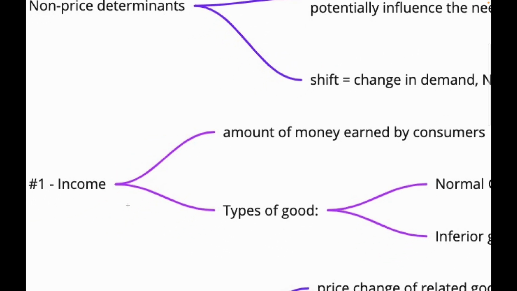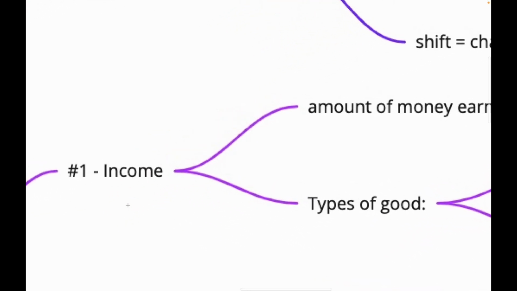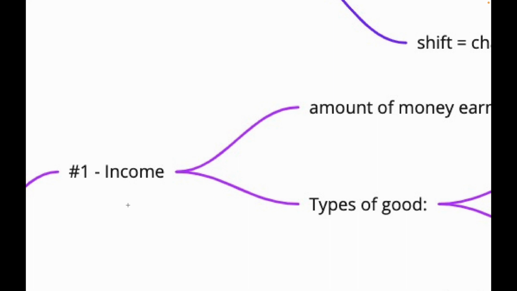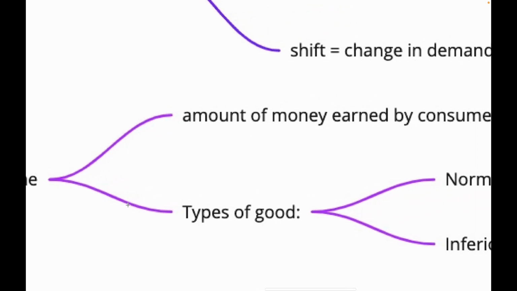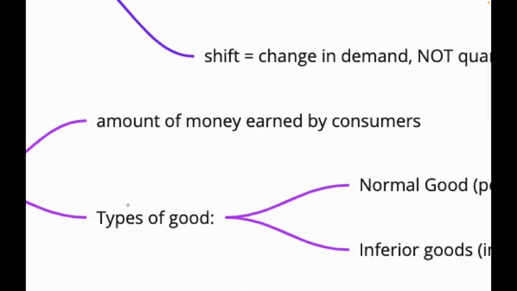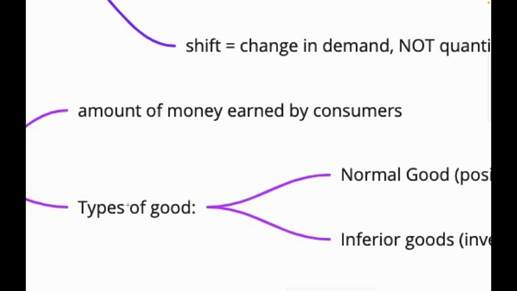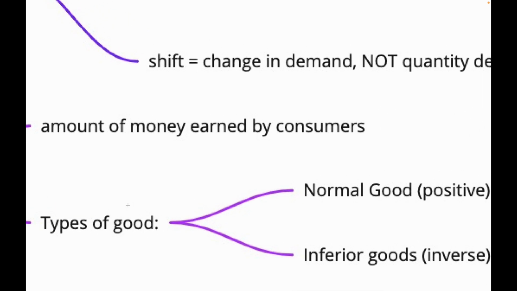Let's look at the first shifter of demand, income. Income refers to the amount of money earned by consumers through their employment. So when they work in the work field, they will be able to receive some income that they can use for expenditure on goods and services. The effect of income on demand comes in two different types of good, and they impact them differently.